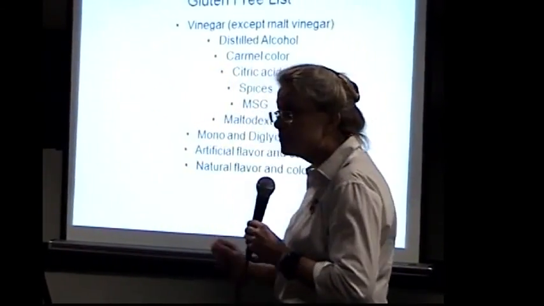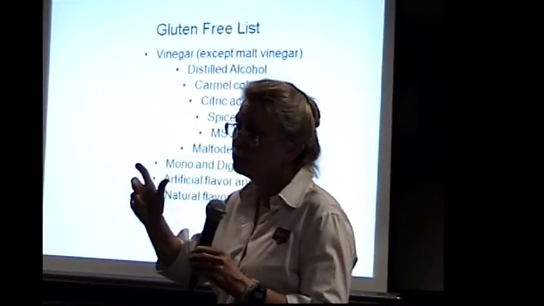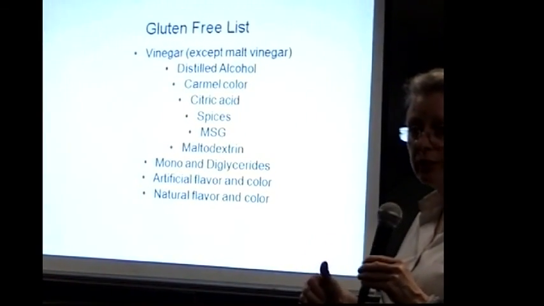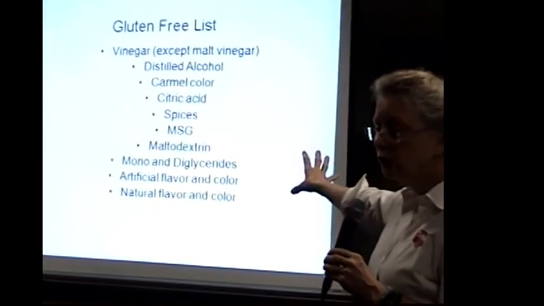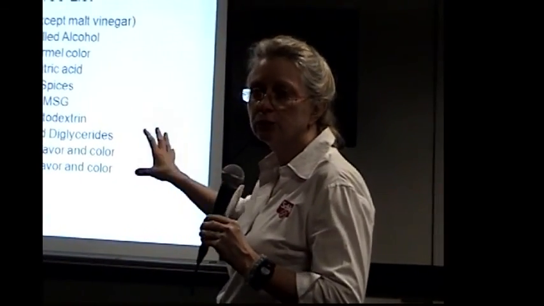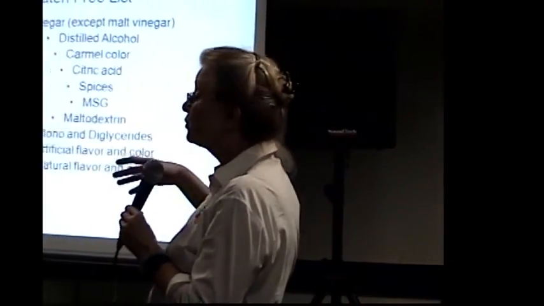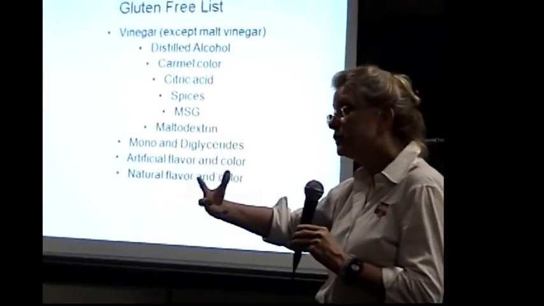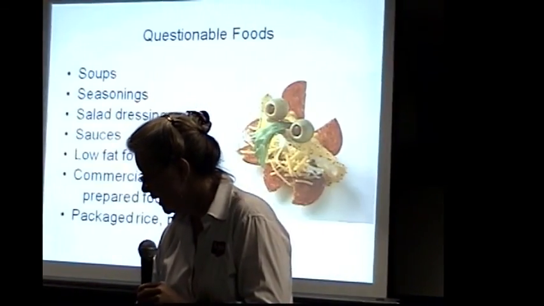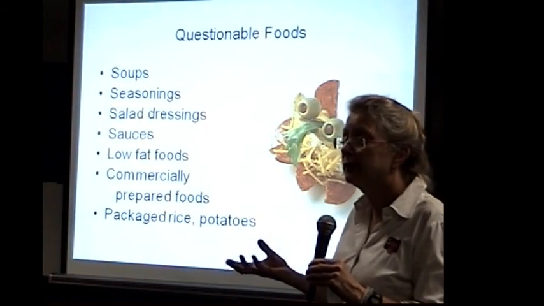Okay, in terms of a gluten-free list, there's often a lot of misinformation out there. And foods like vinegar, caramel coloring, citric acid, spices, maltodextrin have all been on the no list on a gluten-free diet for years. They're safe. They're absolutely fine. There's nothing wrong with this. Anything that is distilled like a vinegar or an alcohol has the protein removed, and it makes it then gluten-free, so it's safe.